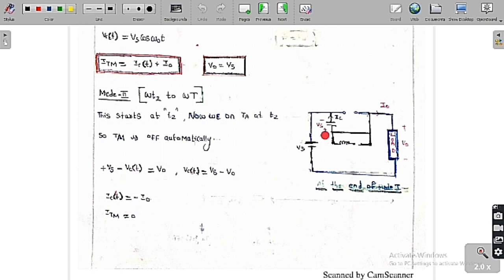Whereas IC of t, both being opposite, is equal to minus I0, whereas the main thyristor current is equal to 0 at the end of mode 1. This is the circuit we are going to get at the end of mode 1.